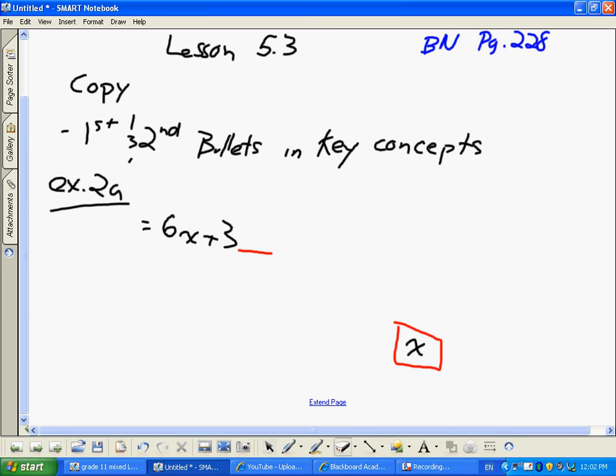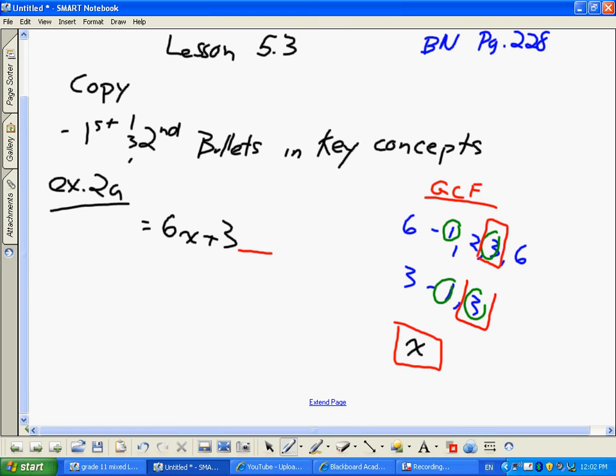You know what? We'll do them in a different color just so it can differentiate. So factors of 6, 1, 2, 3, and 6. Pretty easy. Factors of 3, 1 and 3. Common factors, 1, 1, 3, and 3. And our greatest common factor, you guys remember GCF? Greatest common factor is 3.